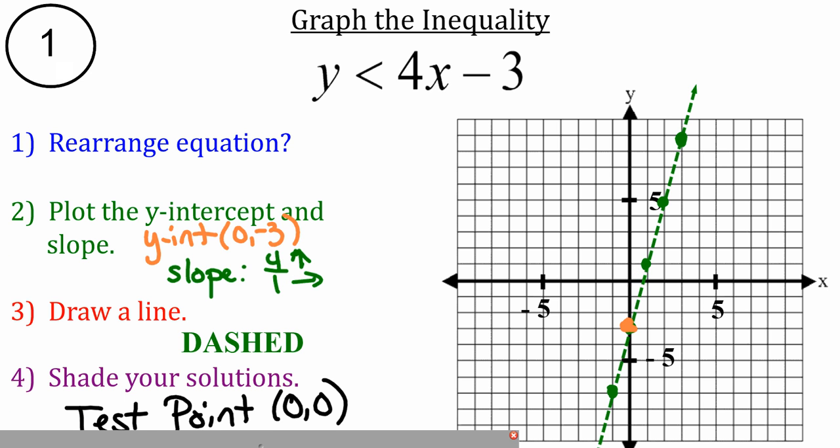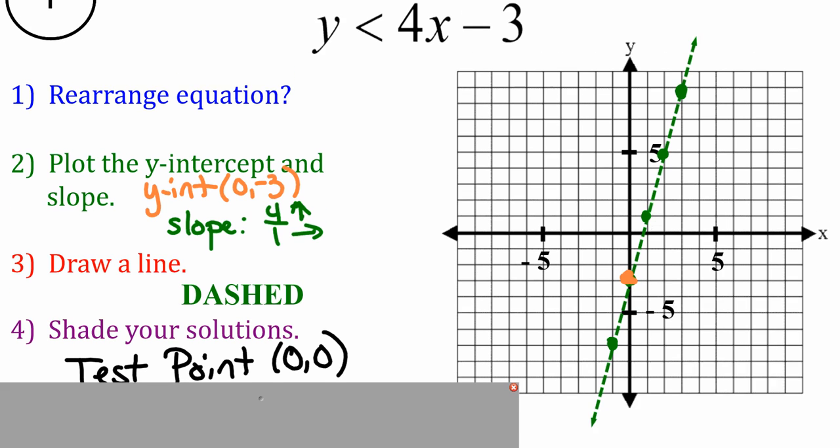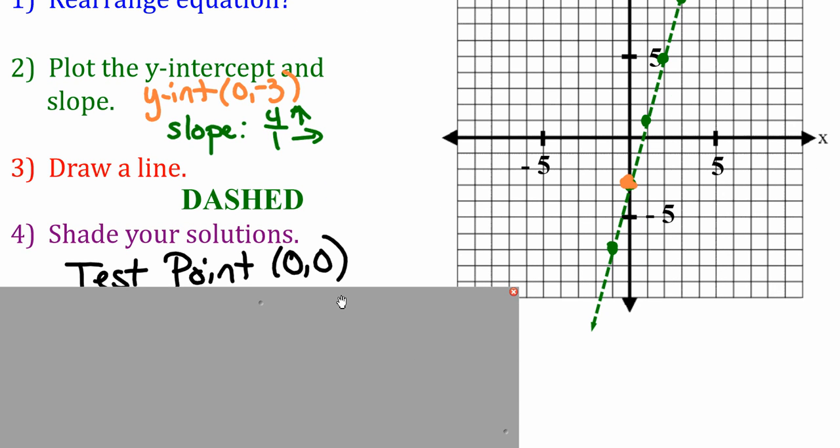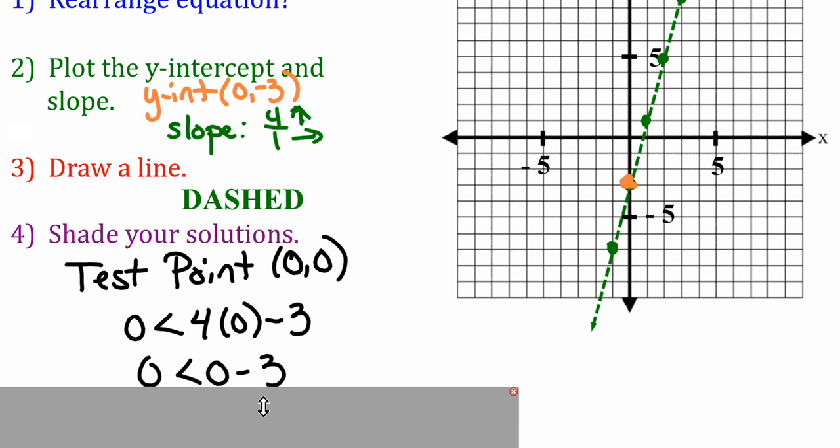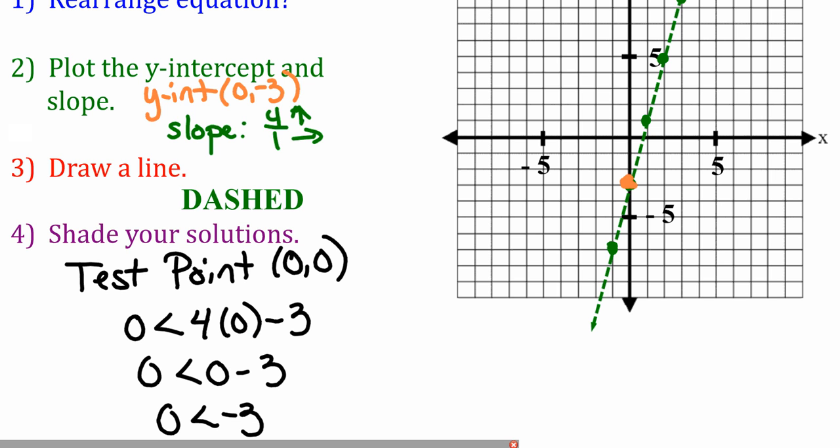If we use that test point (0, 0), what happens to our inequality? Well, substituting 0 in for y and x, we now have 0 is less than 4 times 0 minus 3. Well, we know 4 times 0 is 0. Anything times 0 is 0. And 0 minus 3 would be negative 3. So now we have 0 is less than negative 3. Is that true or false?